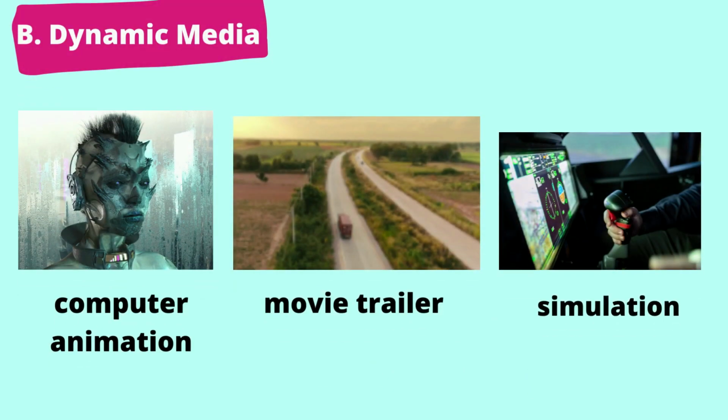Now, here are some examples of dynamic media. First is computer animation, which is the art of creating moving images via the use of computers. It is created through 2D or 3D computer graphics. Next is movie trailer, which is a short clip that is a form of advertisement for a feature film that is going to be exhibited in the future at a movie theater or cinema. Last is simulation, which is the production of a computer model of something, specifically for the purpose of study.